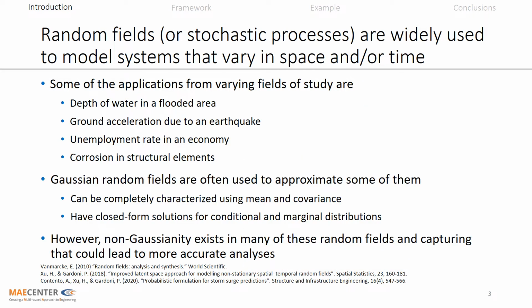Gaussian random fields are often used to approximate some of the physical phenomena mentioned before, and this is because Gaussian random fields can be completely characterized using mean and covariance, and they also have closed-form solutions for conditional and marginal distributions. However, non-Gaussianity exists in many of these random fields, and capturing that could lead to more accurate analysis.